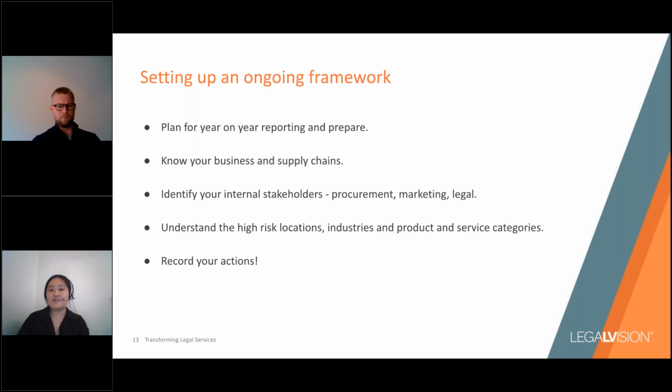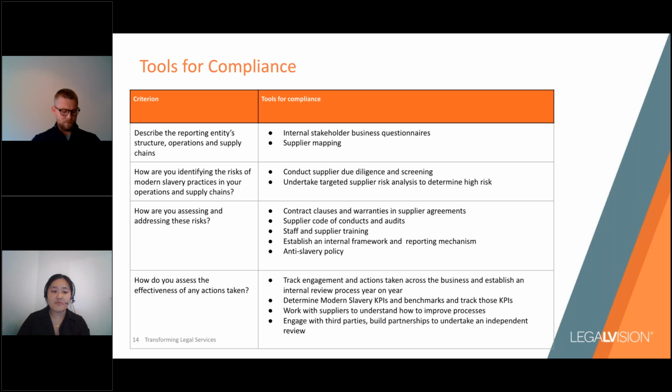So to turn to, I suppose, some useful and practical tools for compliance that we would see, as mentioned, it's useful to work backwards from those mandatory elements of the statement, which is what we'll do here. So the criteria describe the reporting entity, structure, operations, and supply chains. So a few things you can do to help you be able to answer that, as I mentioned, is have a think about an internal stakeholder business questionnaire to be able to get all the relevant info from within your business first. That's the getting your house in order side of it.